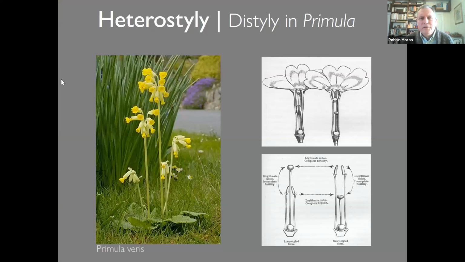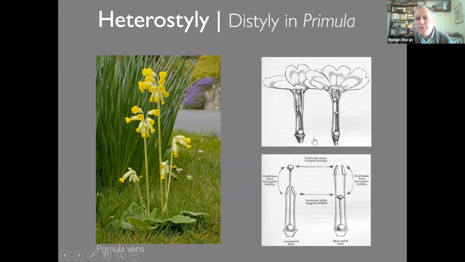He first noticed this phenomenon in Primula veris. Primula veris are the cowslips. They're abundant in southern England. And it was widely known, even to school kids, that there were two forms of flowers on these plants. The cowslips produced what they call pin and thrum flowers.